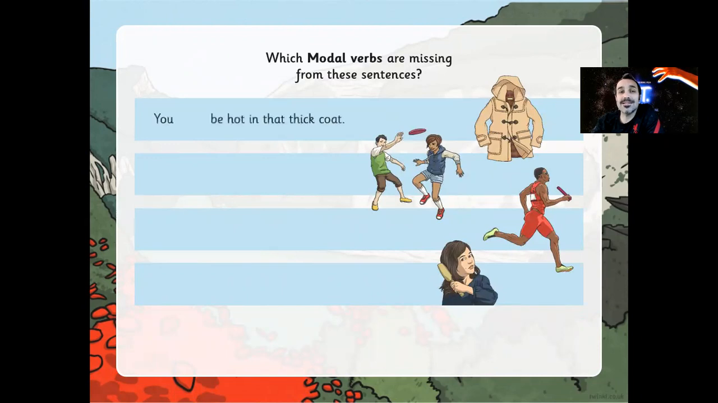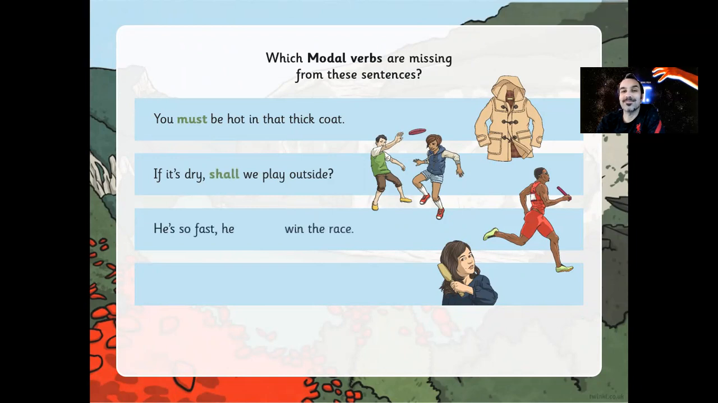So which modal verbs are missing from these sentences? So they've been omitted. So, something be hot in that thick coat. So think about the modal verbs that we've looked at so far. Which one would be appropriate for this sentence? You must be hot in that thick coat. Did you get it? Yeah. If it's dry, something we play outside. Which modal verb could fit there? Shall we play outside? Did you get that one?